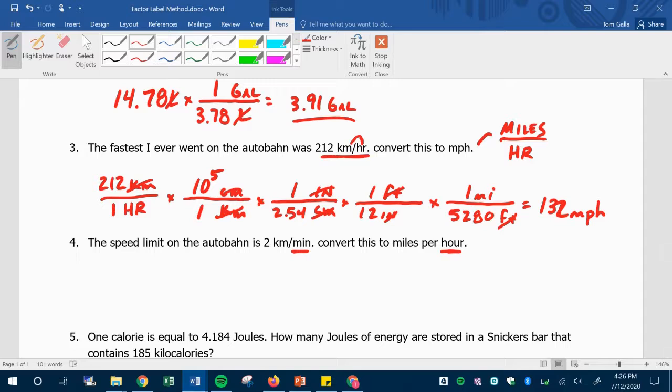And so now let's start off like we did with our last one. We need to convert 2 kilometers per 1 minute.